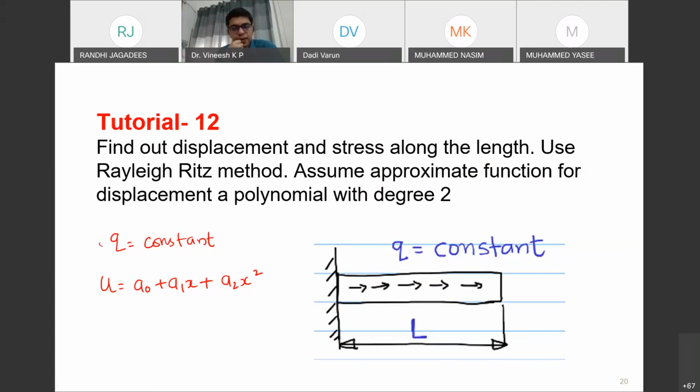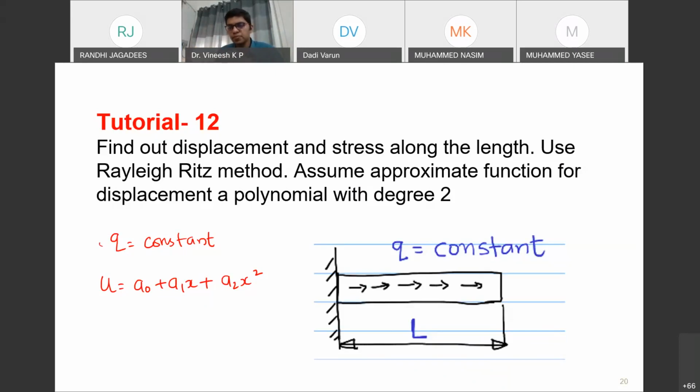Q is equal to constant, the length of the bar is equal to L, and take a polynomial function of degree 2. You don't need to derive anything, just solve it. Take the potential energy expression directly from what we have discussed in the class: integral of EA into du by dx whole square into dx, like that. Take that expression directly. What we need are the values of a0, a1, a2. That's all, so please do not go for derivation.